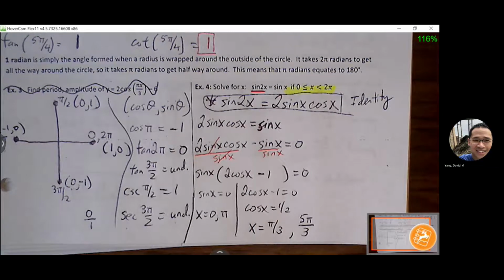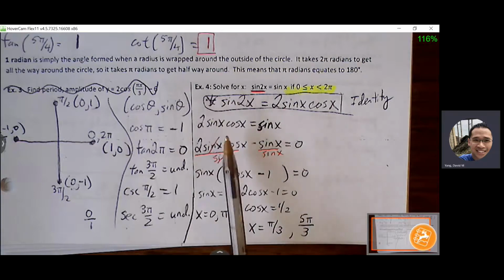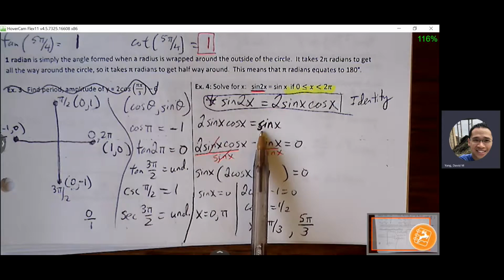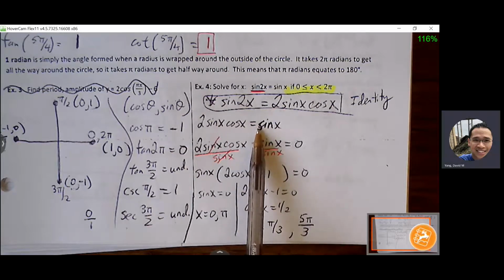Yes? I mean, first of all, how are they still equal, right? Like they're the same thing. 2 sine x cosine x equals sine x. Yeah. Sine x cosine x equals sine 2x. I mean, how does that work?